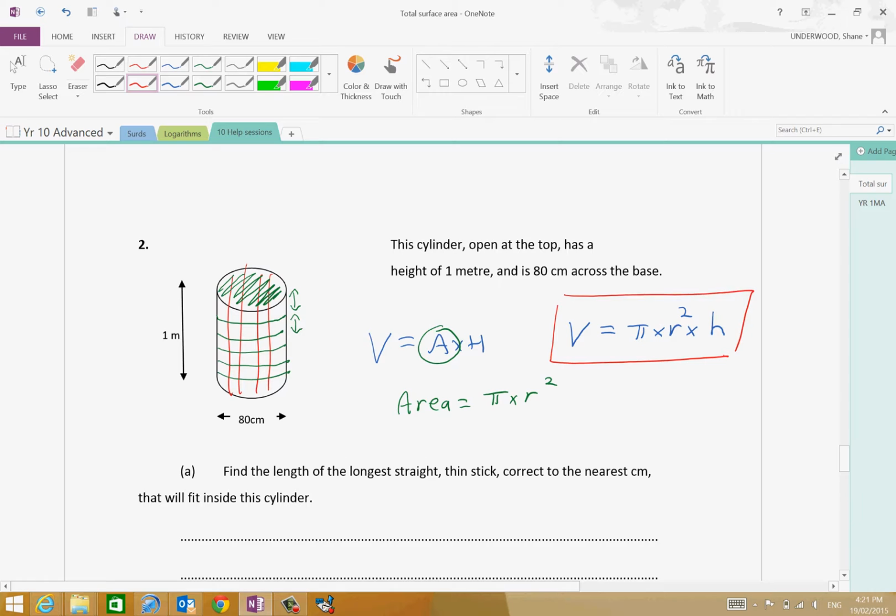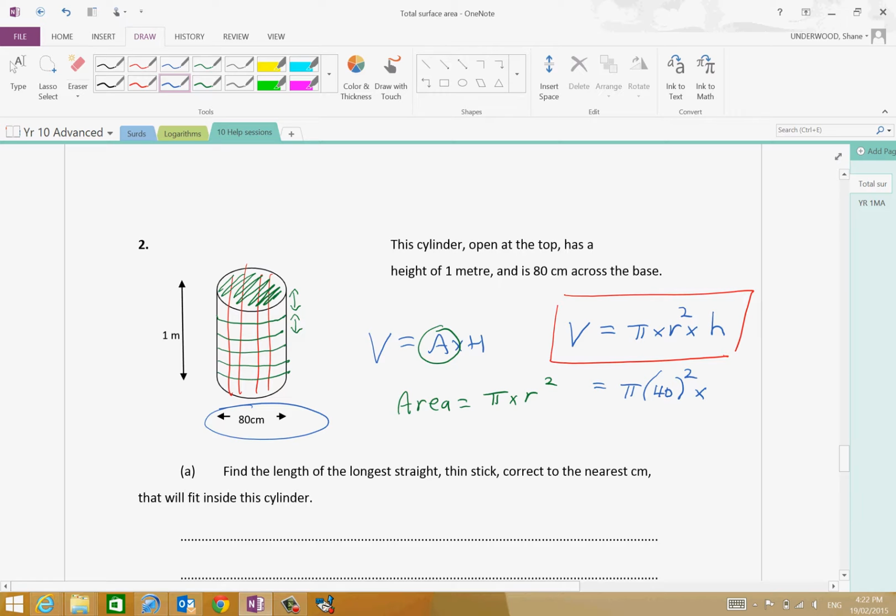Now, be careful though, because I've been given what? The diameter or the radius? I've been given the diameter, so be careful. So the volume is equal to pi times the radius squared. The radius is half of 80, which is 40, squared, times the height.